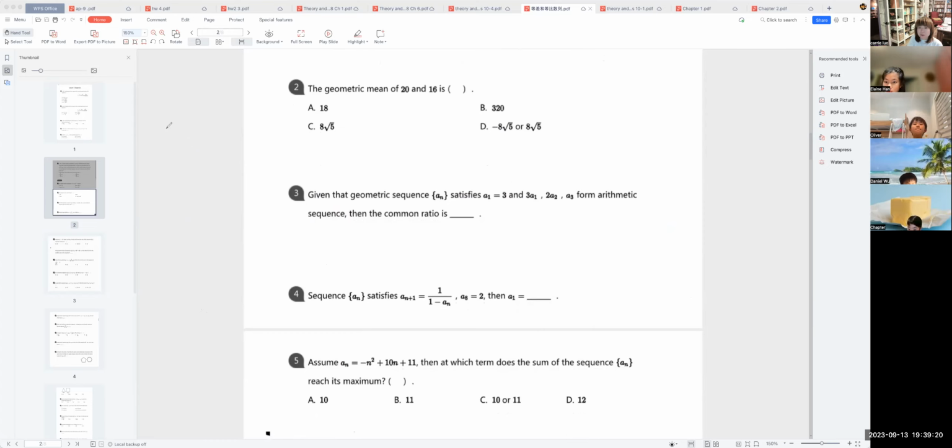Okay, let's take a look at number 4. The sequence an satisfies a(n+1) equals 1 over 1 minus an. A8 equals 2, then find out what is A1. So everybody, when you take a look at this one, this is different than before. The later number relies on the earlier number. Do you understand what I mean? So that means if you know A1, you can find A2. You know A2, you can find A3. You know A3, you can find A4. So this time you know A8, that means you can find A what first?